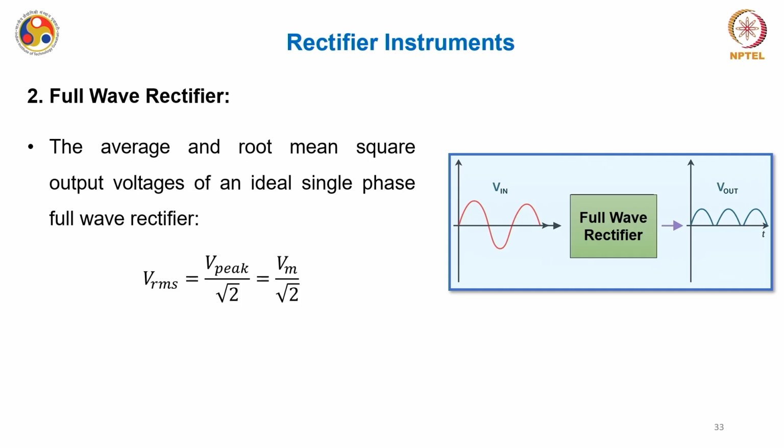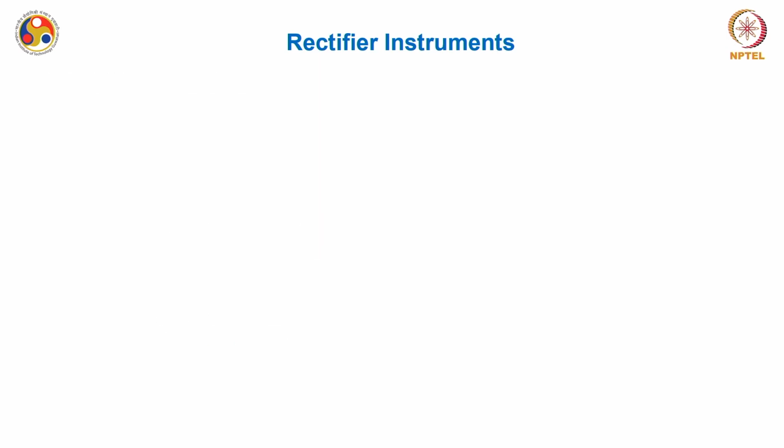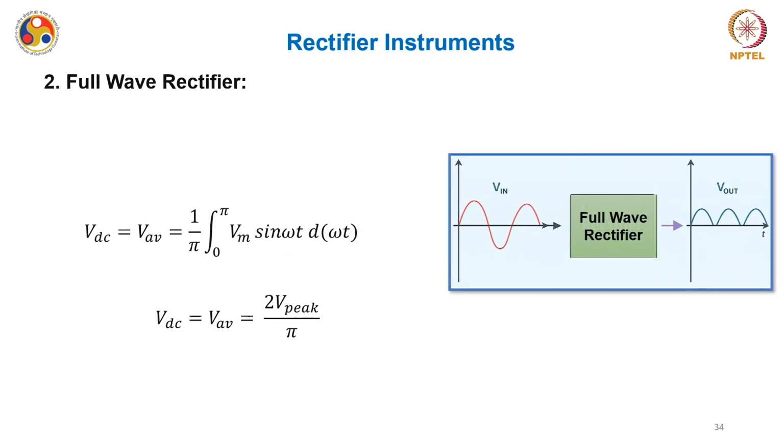Okay. Now the average and root mean square output voltage for this single phase full wave rectifier is very similar to what we have seen for the half wave rectifier. The RMS value is again, for the sinusoidal wave, V peak by root 2 or Vm by root 2. To calculate the DC value or the average value, you simply use 1 by pi, integral from 0 to pi, Vm sin omega t d omega t, and if you integrate it, the average value can be given as 2 by pi V peak, or 2 by pi Vm in this case. Okay. So this is how the full wave rectifier works.